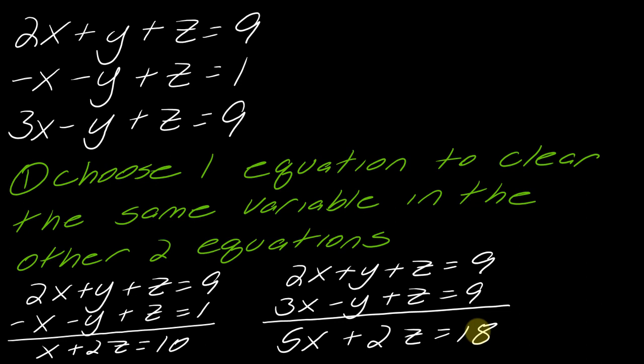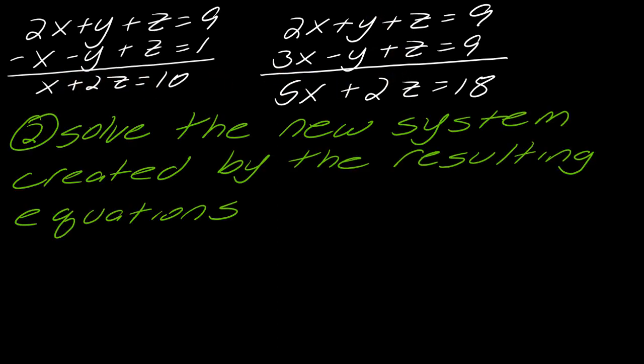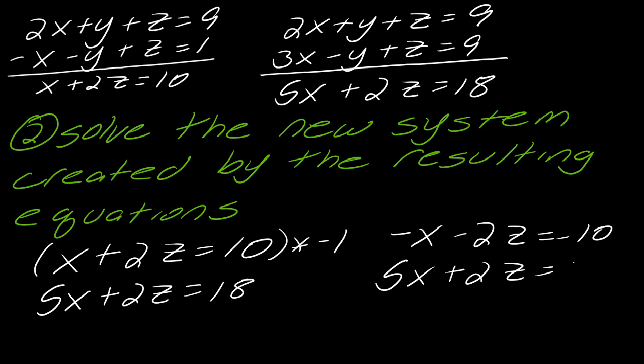Okay, let me clear some space. So there's what I'm left with. Now, using the leftover equations, we want to solve the system created by them. I have x plus 2z equals 10 and 5x plus 2z equals 18. This is great because we can pretty easily eliminate here. I can just multiply the first equation by -1 so that it becomes negative x minus 2z equals negative 10, and then I still have 5x plus 2z equals 18.